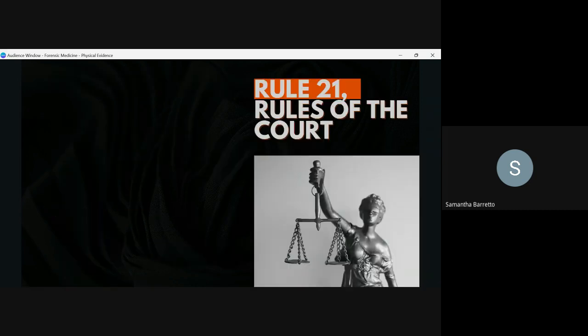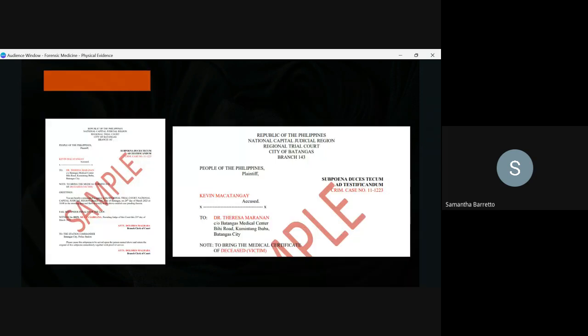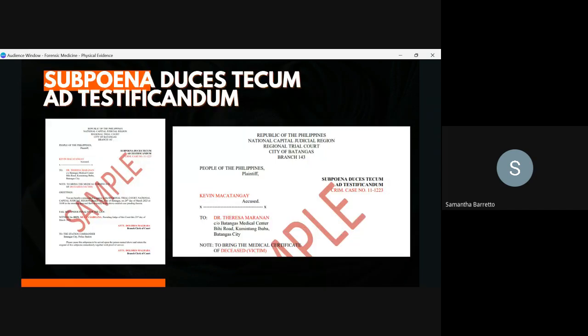A subpoena shall state the name of the court and the title of the action or investigation, shall be directed to the person whose attendance is required, and in the case of a subpoena duces tecum, it shall also contain a reasonable description of the books, documents, or things demanded which must appear to the court prima facie relevant. And here is an example of a subpoena.